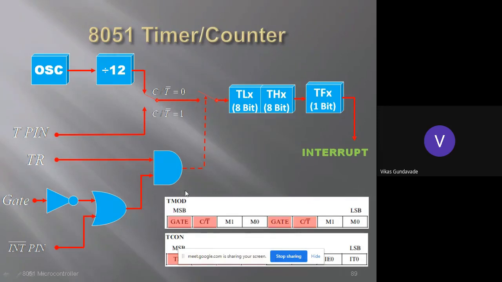Okay, so for this TMOD bit, when this gate is 0, the timer will get enabled. Then the next bit is C/T bar. When this C/T bar is 0, the specific peripheral is used as a timer and the internal oscillator frequency is used. And when this C/T bar is 1, then the external oscillator frequency is used and the peripheral will be used as the counter. Okay, everyone is getting it?